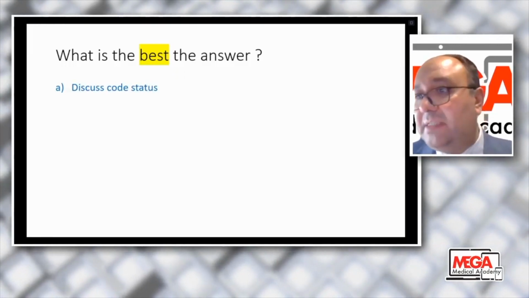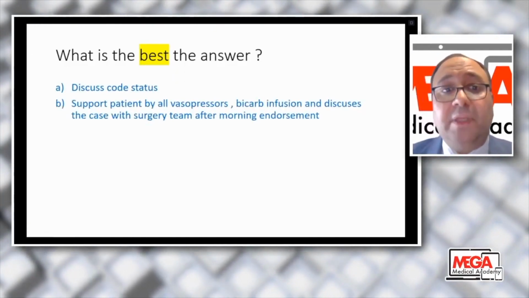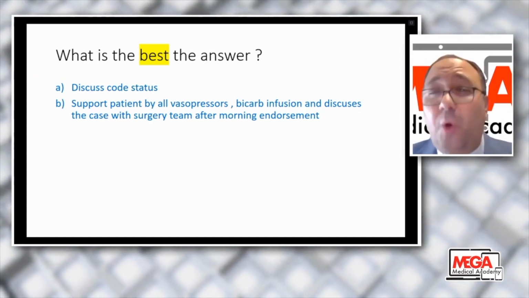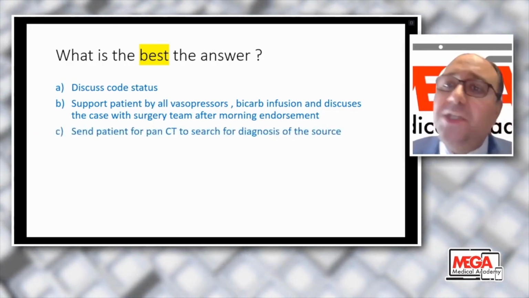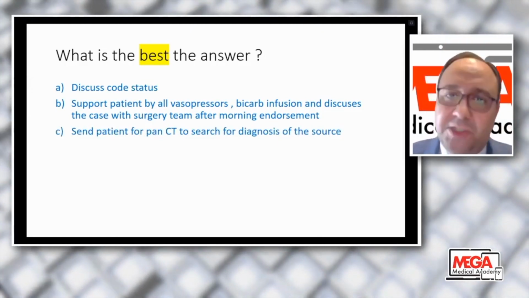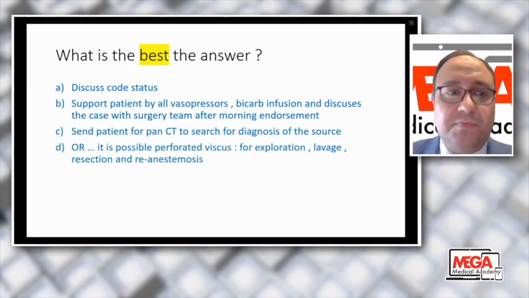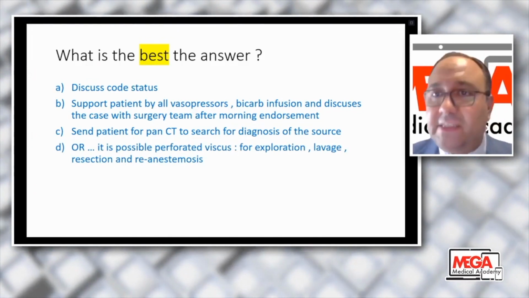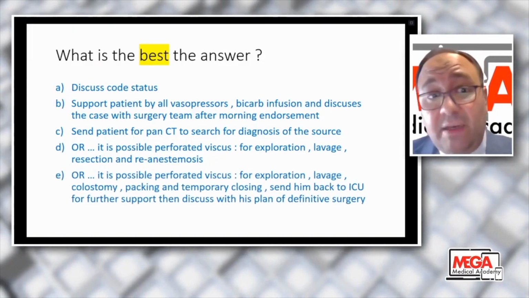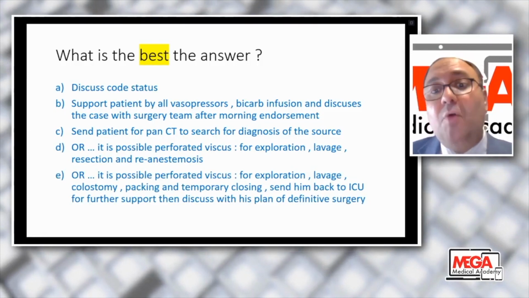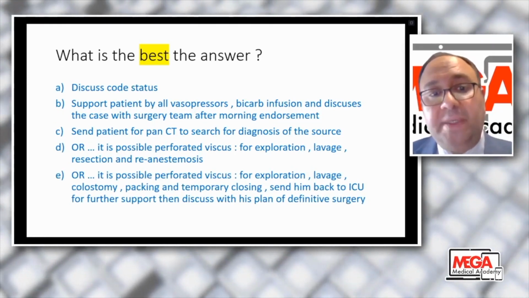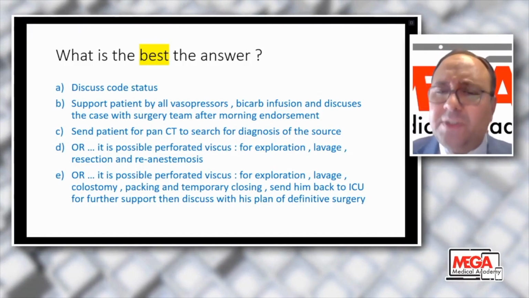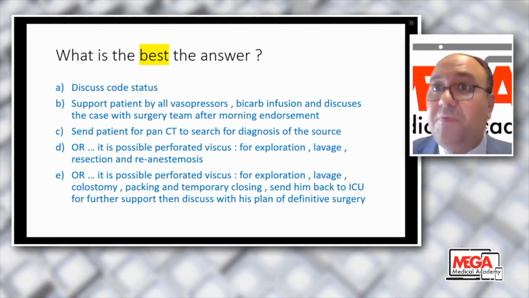Either discuss the code status and put the patient as DNR; or support the patient with all vasopressors and bicarbonate infusion; or discuss the case with the surgery team after morning endorsement; or send the patient for CT for diagnosis of the source, though he is unstable now; or OR for a possible perforated viscus, for exploration, lavage, resection, and re-anastomosis; or OR for exploration, lavage, colostomy, packing, and temporary closing, then send the patient back to the ICU for more support, and in the morning discuss definitive management with the surgical team.